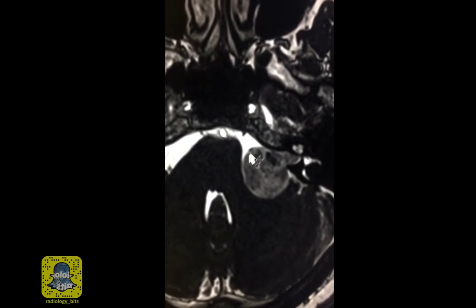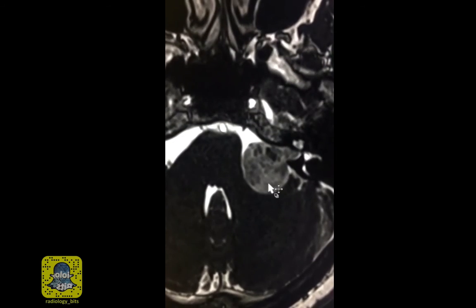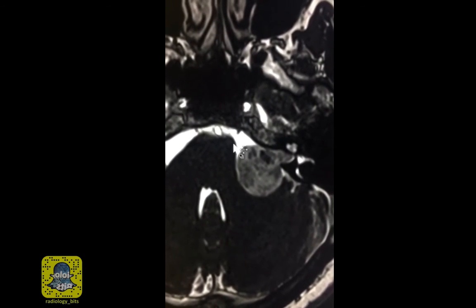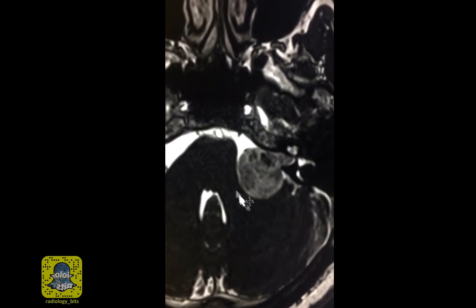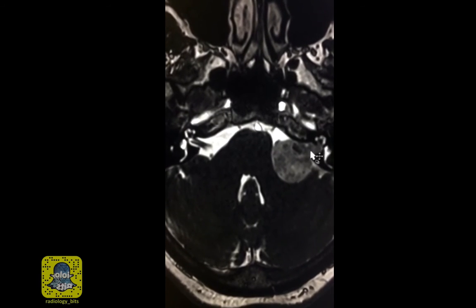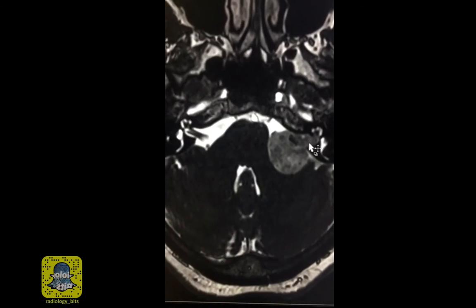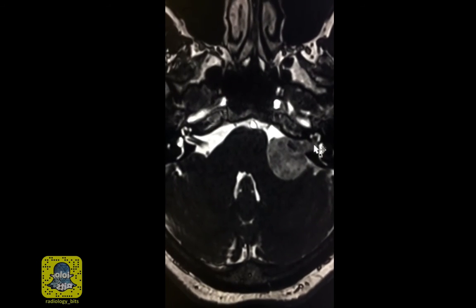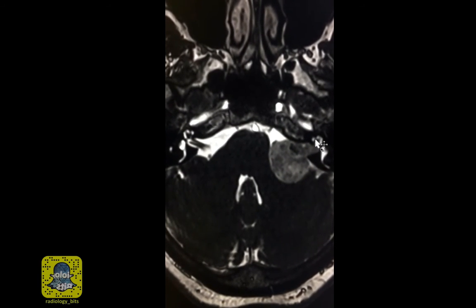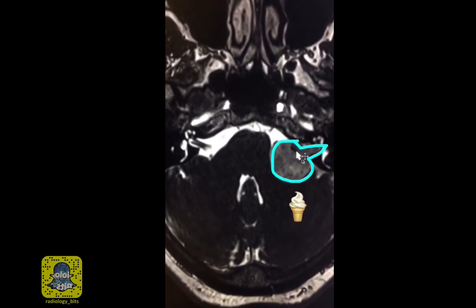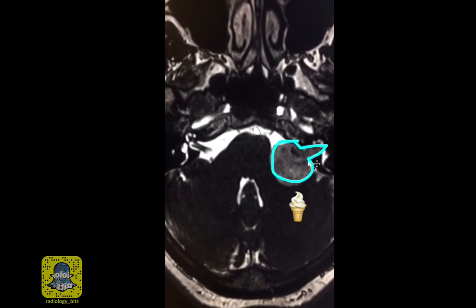On the left side, you see this heterogeneous mass. This lesion occupies the cerebellopontine angle and compresses on the brainstem and the cerebellar peduncle here. The lesion also extends into the internal auditory canal, replacing the bright CSF fluid, which widens the internal auditory canal in comparison to the other side, and goes all the way within the canal to touch the cochlea. The two components resemble what's called an ice cream cone appearance.